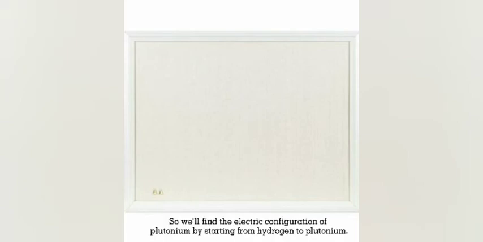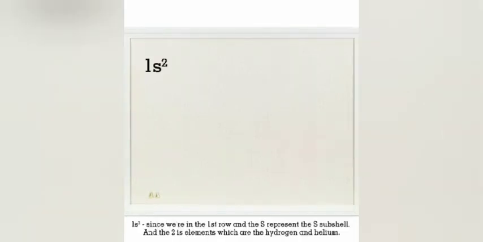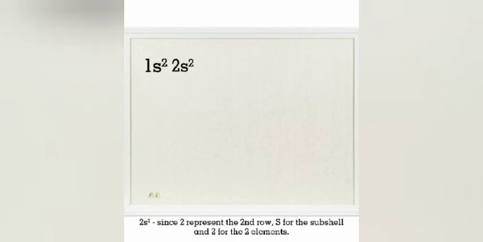As I mentioned, I'm going to give an example of the F block. So we'll find the electron configuration of plutonium by starting from hydrogen and making our way to plutonium. So 1s2, since we are in the first row, and the s represents the s subshell, and the 2 is for the 2 elements, since we have hydrogen and helium. 2s2, since 2 represents the second row, the s represents the s subshell, and the 2 is representing the 2 elements.